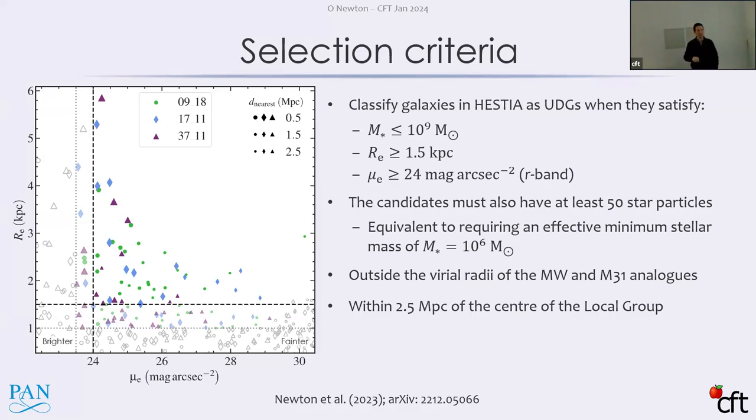We also want these candidates to be outside the virial radius of the Milky Way and M31, and within 2.5 megaparsecs of the center of the Local Group, to facilitate comparisons with observations to some degree. So what we end up with, if you look at this figure, is that everything in this upper quadrant that's a filled symbol is a candidate that has been selected and passes all of these criteria for each of these simulations.